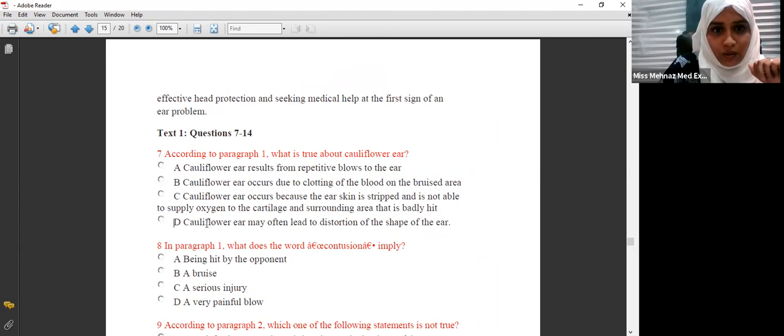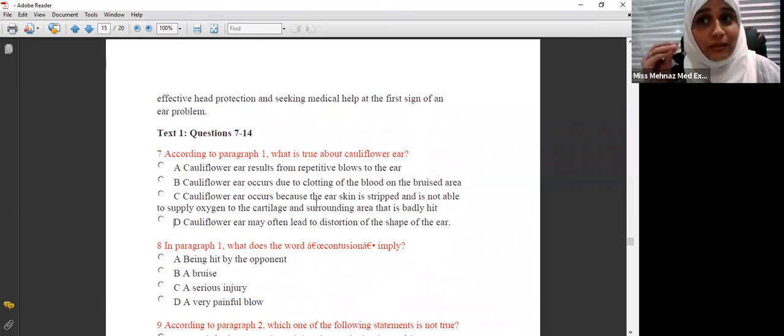Cauliflower ear may often lead to distortion of the shape of the ear. So this is the answer, because cauliflower ear is what it's called when the condition is already done. So what will happen to it? It leads to the distortion of the shape of the ear. All the others are similar, so kindly look into the text again and compare. Some will be contradicting. Only this is direct. So D will be the answer and not A, B, and C.